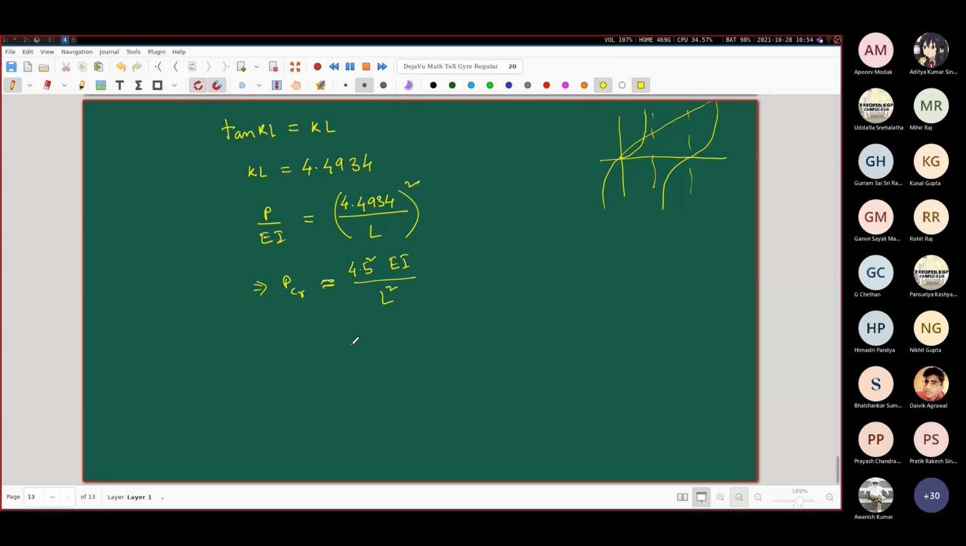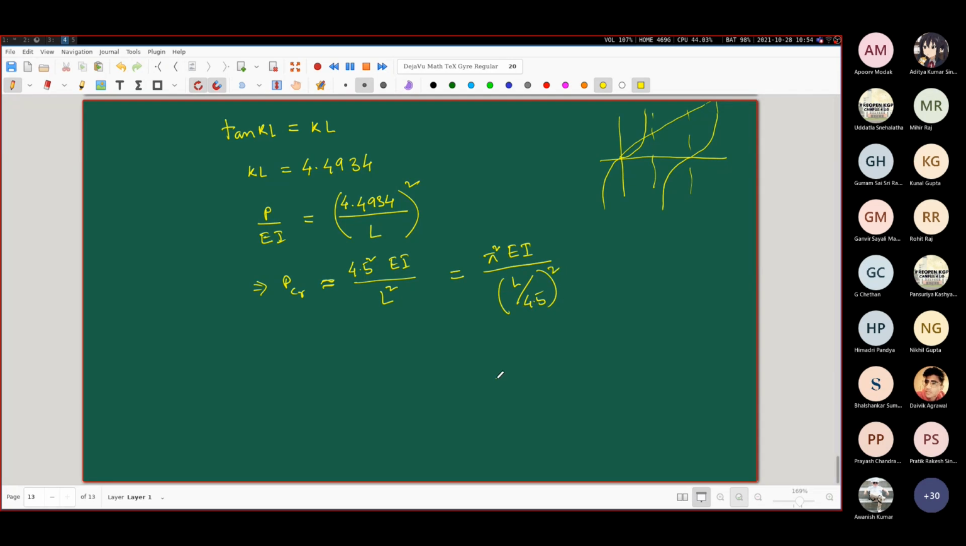Just like before, when you were able to obtain L effective, you can find an L effective here also. So how can you find an L effective here? Well, you can do it like this. You can consider this to be pi square EI, and then consider something like this.